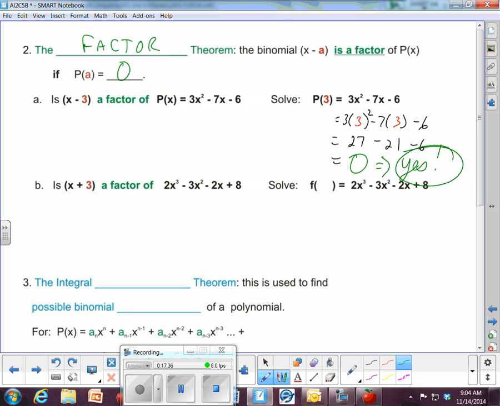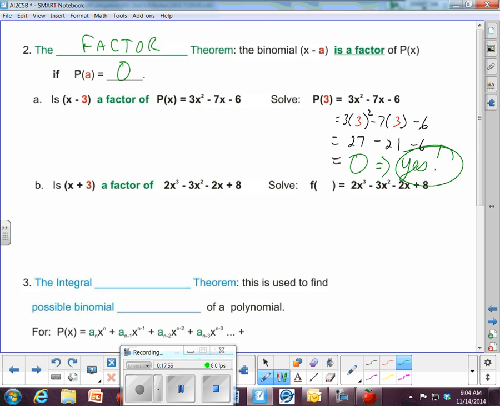Hopefully you agree, yes, it is a factor. You should have gotten 27 minus 21 minus 6. 27 minus 27 is 0. So, hey, that is a factor. Great. But that's a quadratic. We could have factored that thing anyhow.